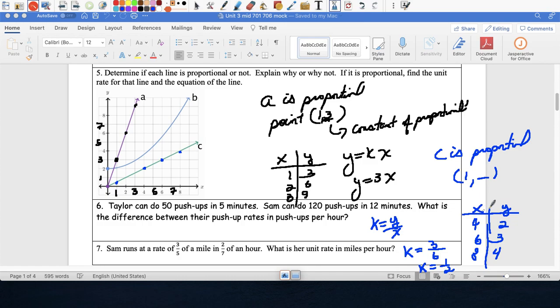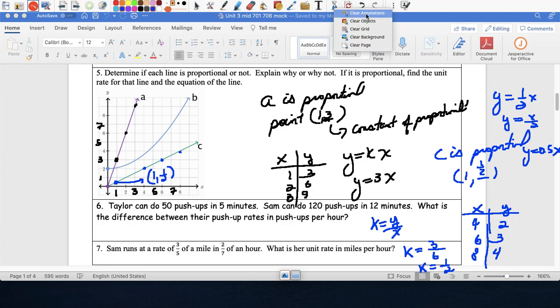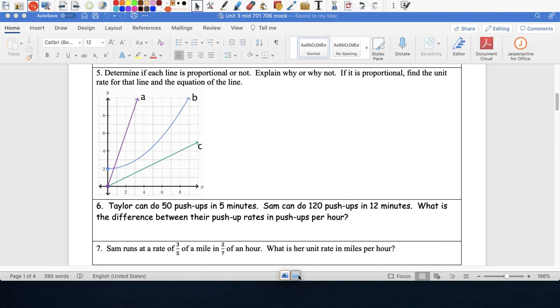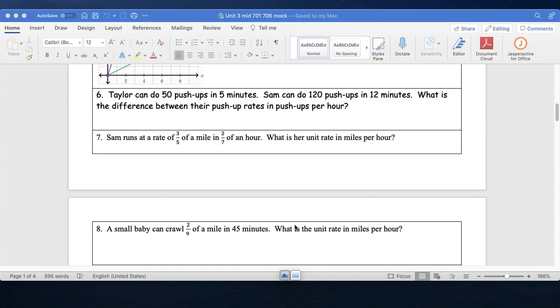So what's happening to every x to get to y? It's 4 times 1/2, 6 times 1/2, 8 times 1/2, and that gets us our y value. So the constant of proportionality is this point right here, and it's 1 comma 1/2, or 0.5. So we can use that, right? The equation of the line is going to be 1/2 times x, or if you want to write it as x over 2, or 0.5x. They are the same thing. Okay, so see how that unit rate comes in handy.